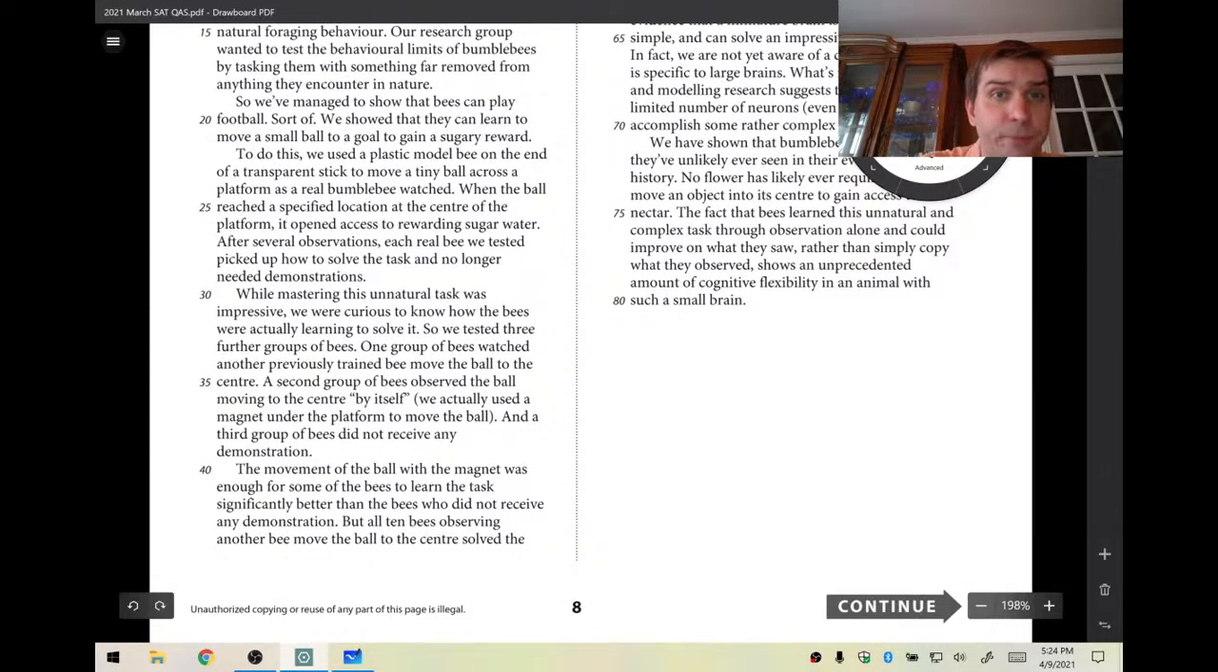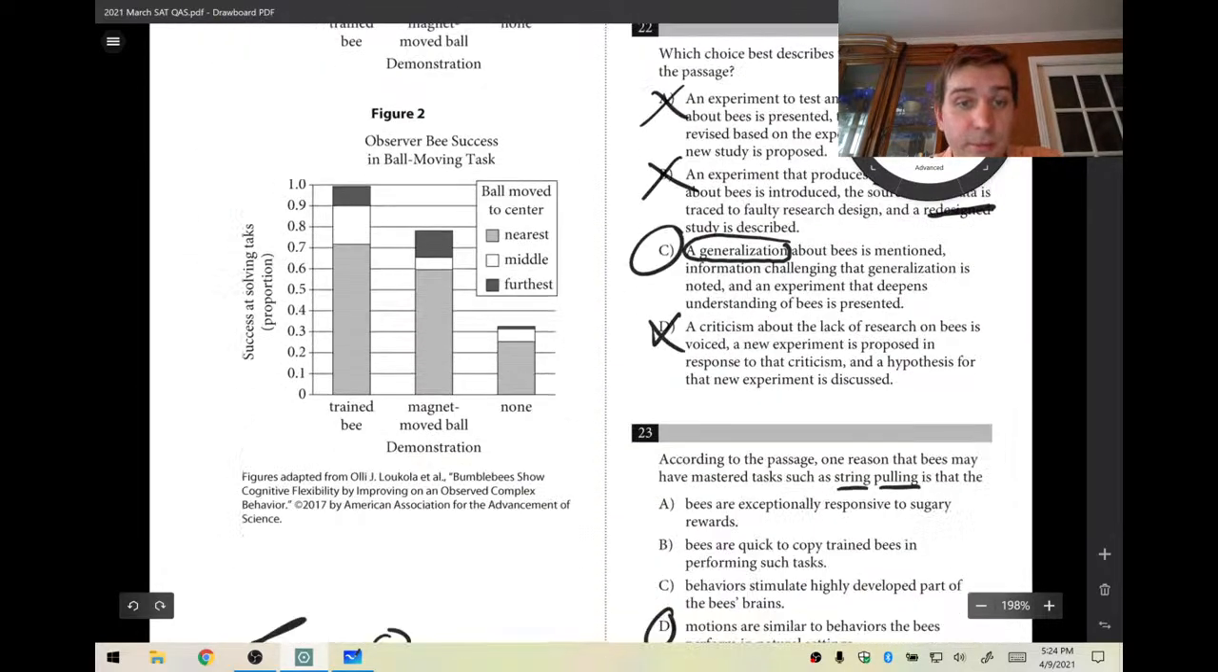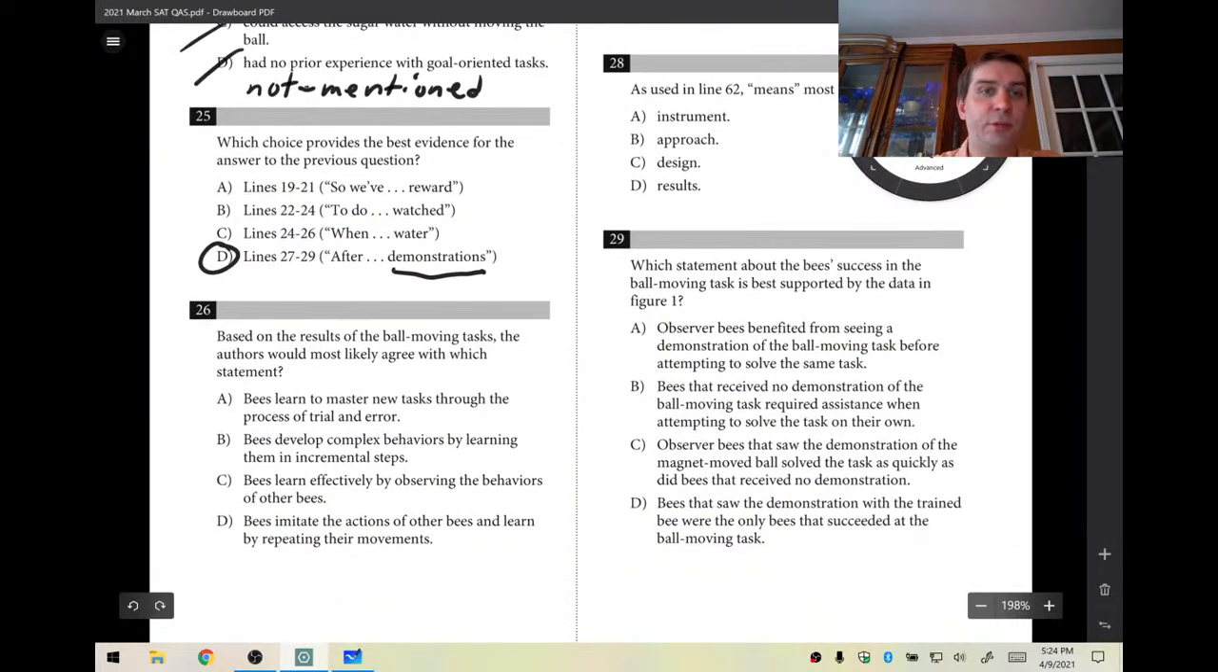27, 29. After several observations, so maybe it took a couple times, each real bee we tested picked up how to solve the task and no longer needed demonstrations. So ultimately, every bee could do it consistently, but perhaps it took a few demonstrations. That's all that they're saying here. So that was answer choice D. Perhaps it took a few demonstrations.